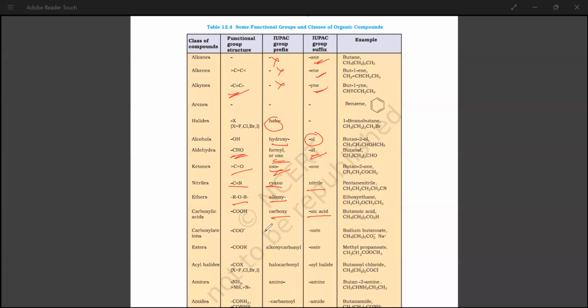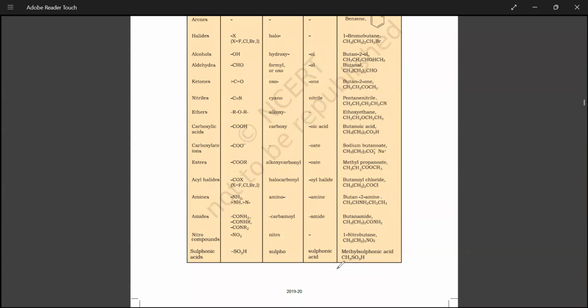For carboxylate ions, there will not be any prefix, but the suffix used will be oate. For COOR, that is esters, the suffix oate will be used, and the prefix will be alkoxycarbonyl. And for acyl halides, the prefix will be halocarbonyl and the suffix will be oyl halide. So this is all about these prefixes, suffixes, etc. present in any compound.